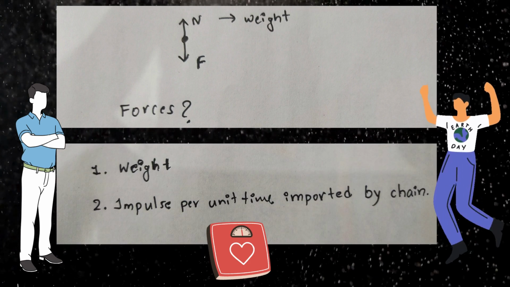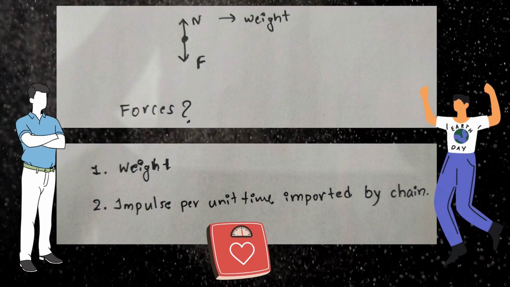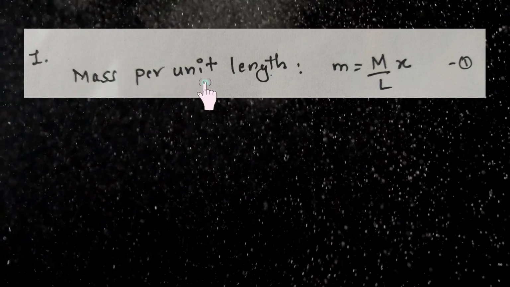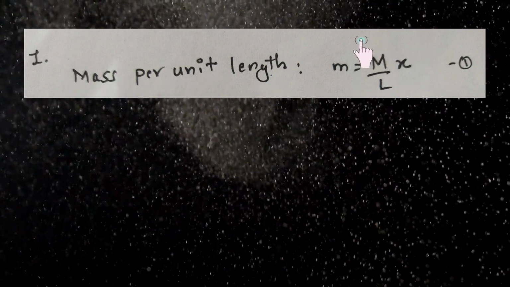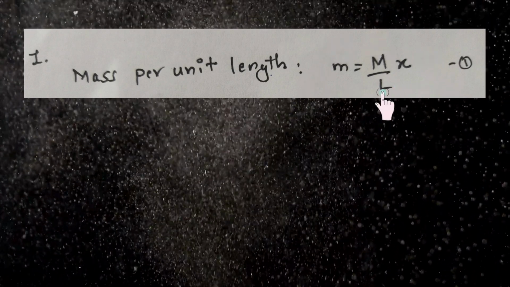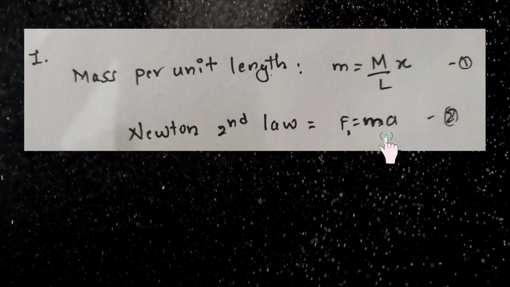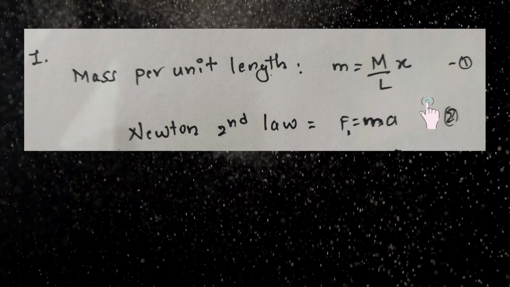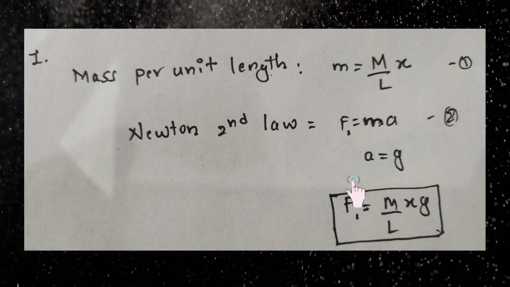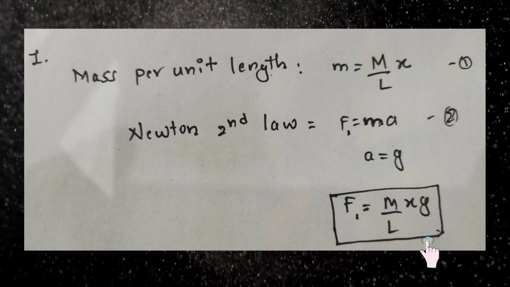Now we have identified there are two forces acting on the scale: the weight of the chain and the impulse per unit time applied by the falling chain. Let's start with the weight. The weight of the chain segment that has fallen is straightforward to calculate. First we consider the linear mass density of the chain, that is mass per unit length, so the mass m is equal to (m/L) x. Next we use Newton's second law, F = ma, where a is the acceleration due to gravity, g. So the first force is (m/L) x g. That is the first force, the weight of the chain.